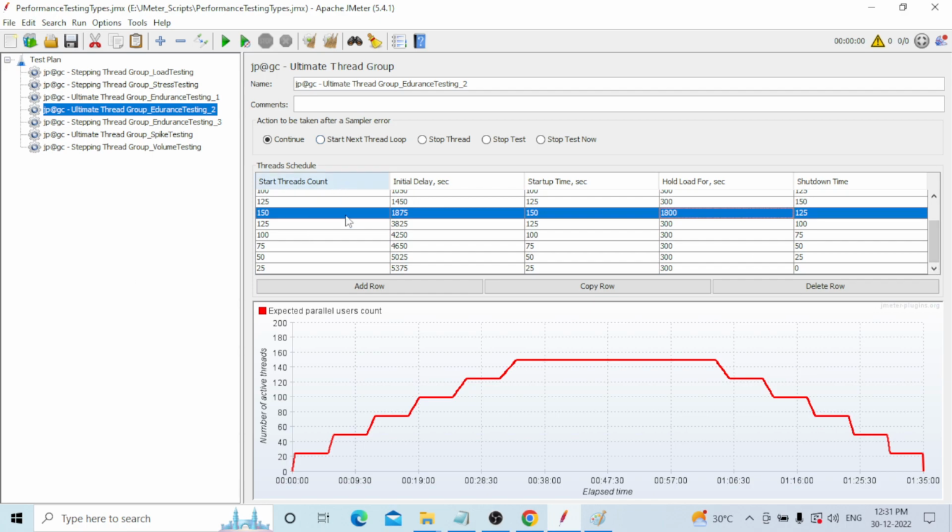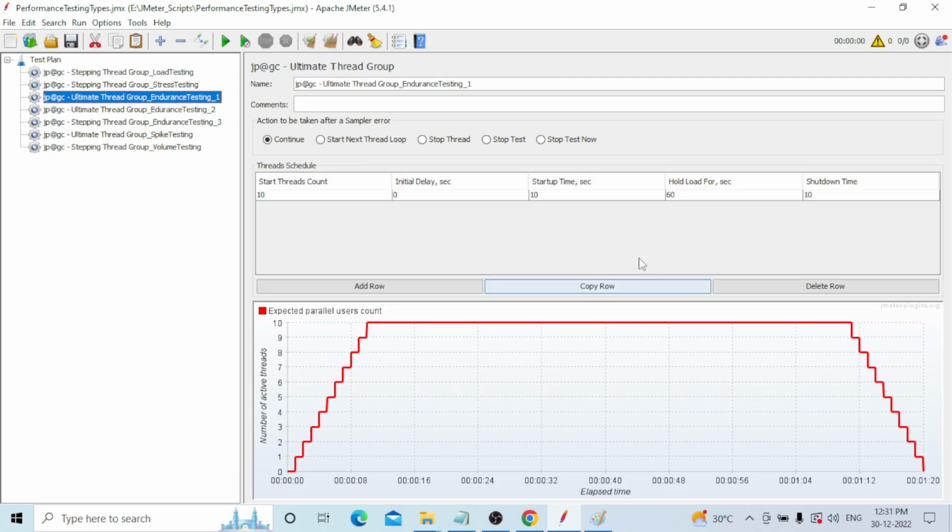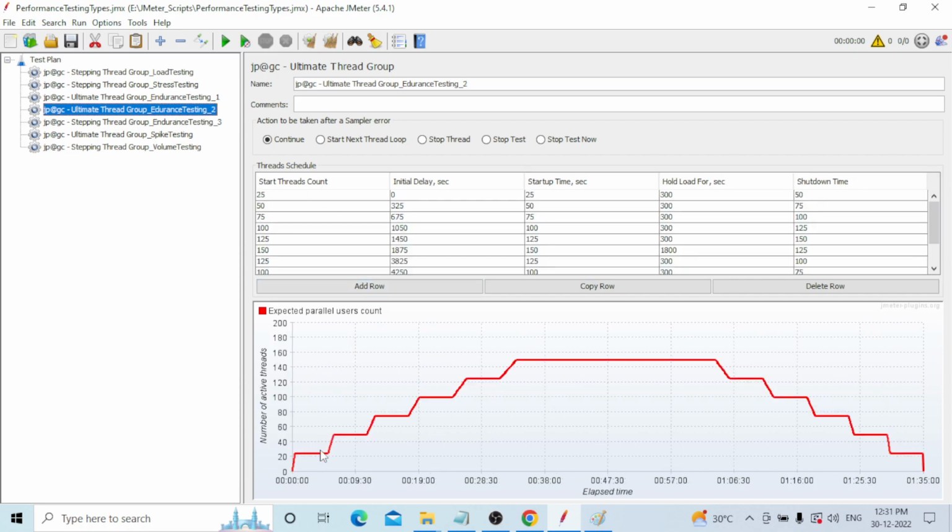Okay, that is the way you need to design this scenario for the ultimate thread group. Maybe now you understand this point. Now it's completed, right? For endurance testing, you need to use the stepping thread group or ultimate thread group, a simple method, a simple way to design. Endurance testing, step by step you need to design.